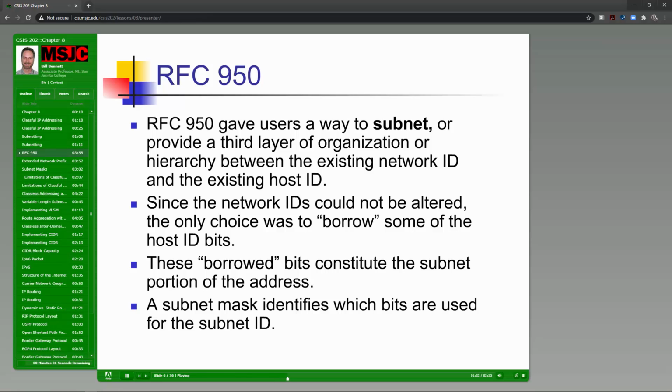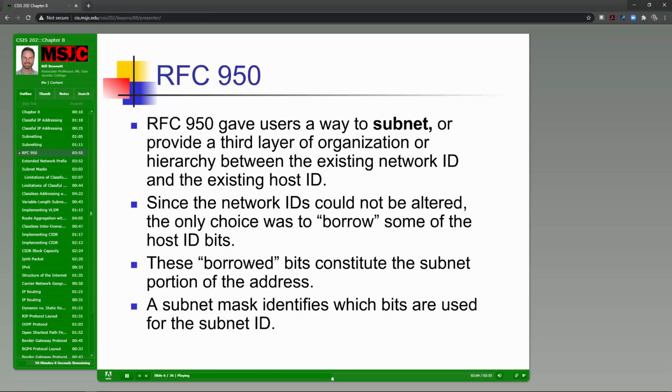So in this case, subnetting, the very first versions of subnetting are defined in RFC document 950. Now, since the network IDs cannot be altered, the only choice is to borrow from the host bits. So we're back to talking about creating that subnet portion of the IP address. The network IDs are always locked in, because that's how the outside world finds your organization. And so you can't change that. You can't alter those bits.